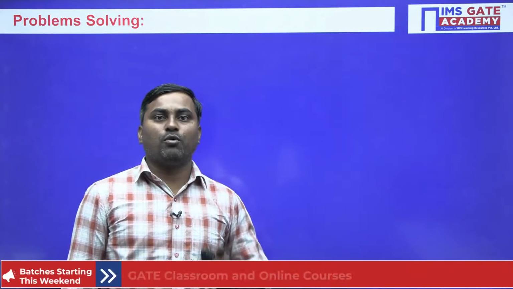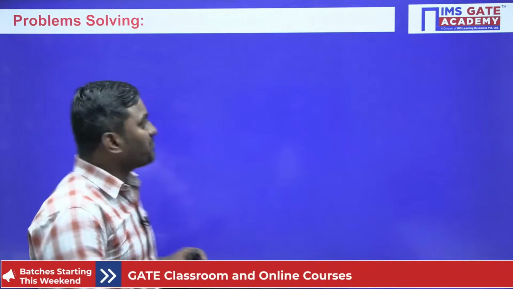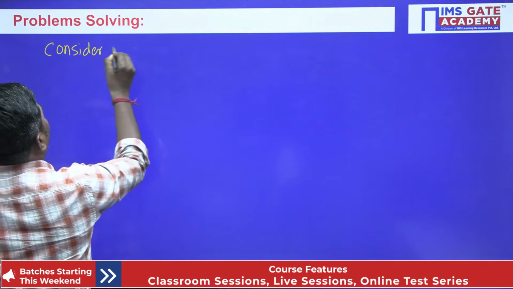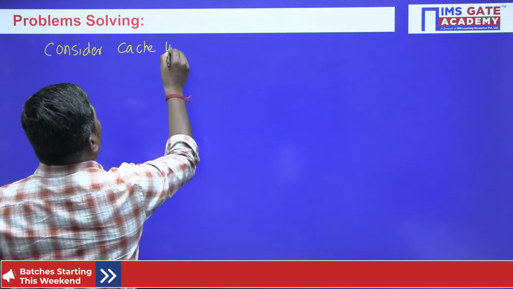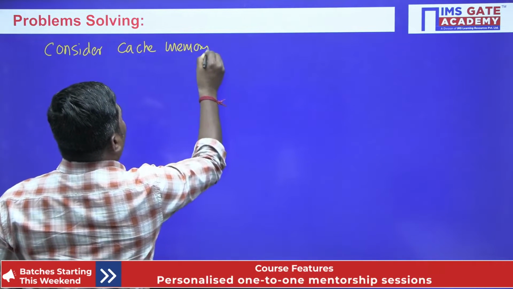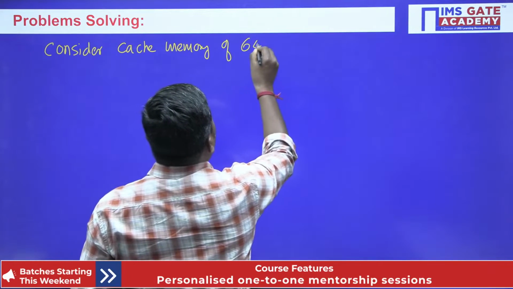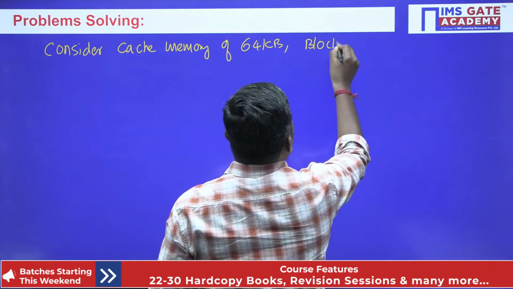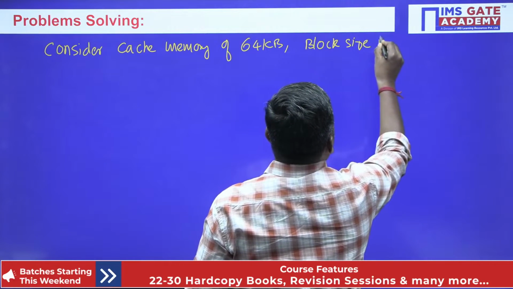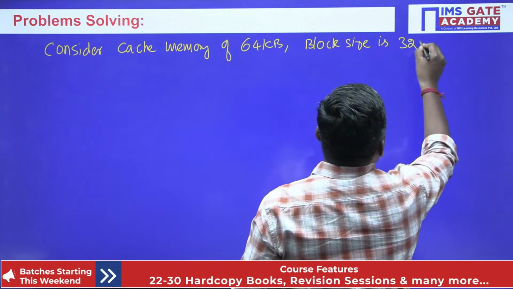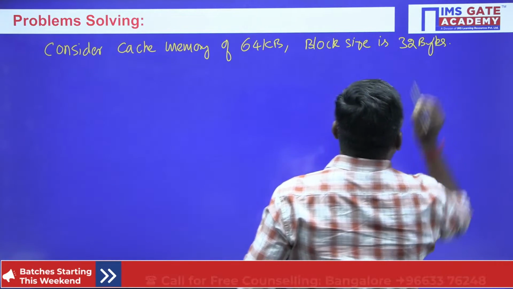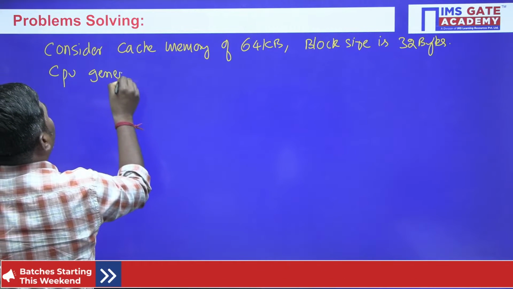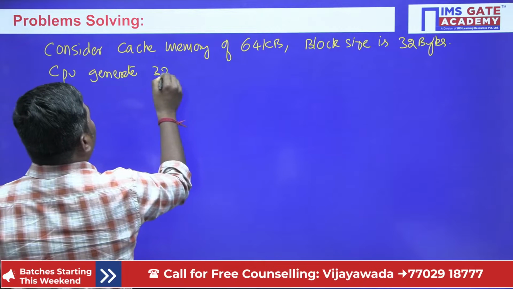We can discuss that later. Let's first see some problems on direct address mapping. Suppose I consider a cache memory of 64 KB, block size is 32 bytes. The CPU generates a 32-bit address.